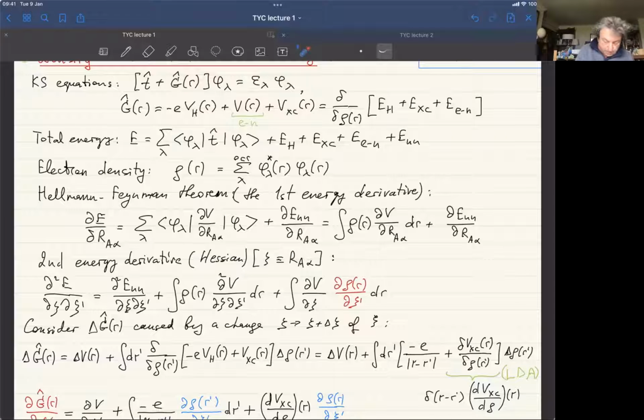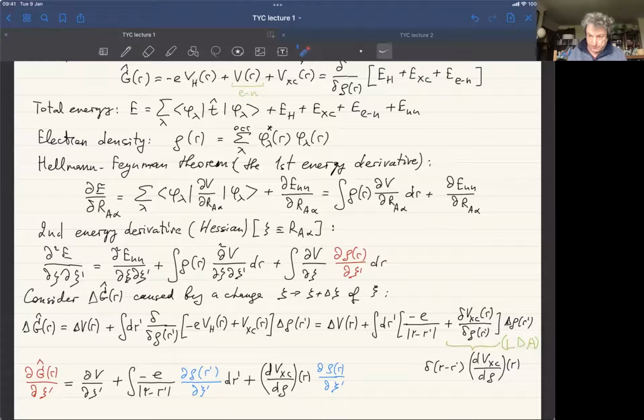So let's have a look at how the operator, this G, changes when we change atomic positions. We change just one atomic position because we would like to calculate just one partial derivative with respect to a particular atomic position. Okay, so let's have a look at what G is. First of all, there will be a change of this electron-nuclear potential, which is easy. And also there will be a change of these two guys. But these two operators do not depend on atomic positions explicitly. They depend only on electronic density, and electronic density depends on atomic positions.